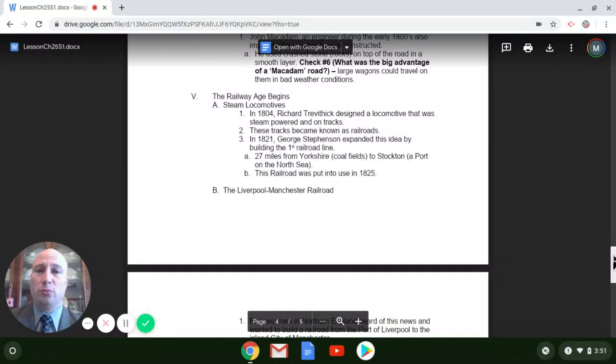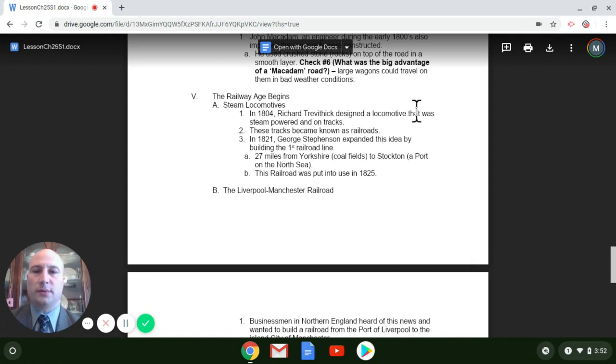Roman numeral 5 is the final part of today's lesson. It's going to talk about how the railway age begins. And this is when we have railroads and railroad tracks run by steam locomotives. So you take a Watt steam engine and now you put it into a locomotive or a train engine in 1804. The man responsible for this was Richard Trevithick. He designed a locomotive that was steam powered and, of course, ran on tracks. These tracks today are known as railroads.